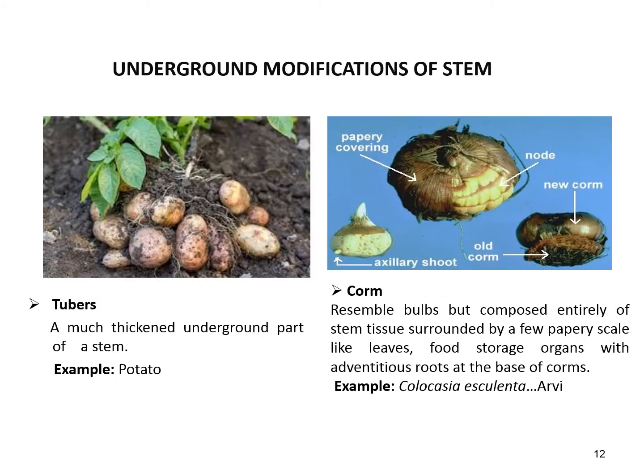Next one is a tuber, a much thickened underground part of stem. For example, potato, serving as food and bearing buds from which new plants arise. Regarding corm, some plants, for example, colocasia or gladiolus, store reserve food in the stem, giving rise to a solid structure known as corm. These structures are spherical and resemble a bulb, but are composed entirely of stem tissue, surrounded by a few papery scale-like leaves.